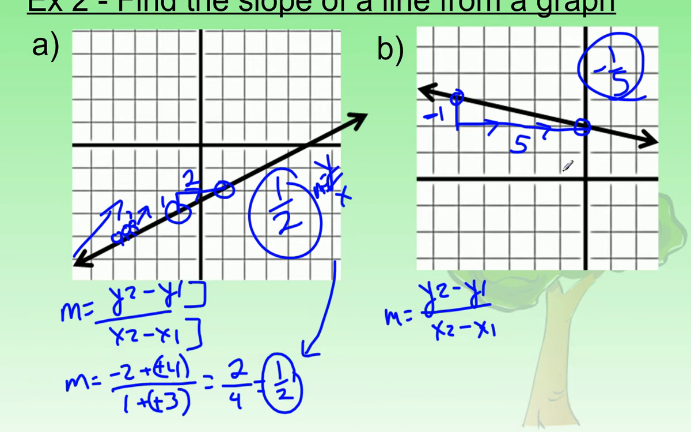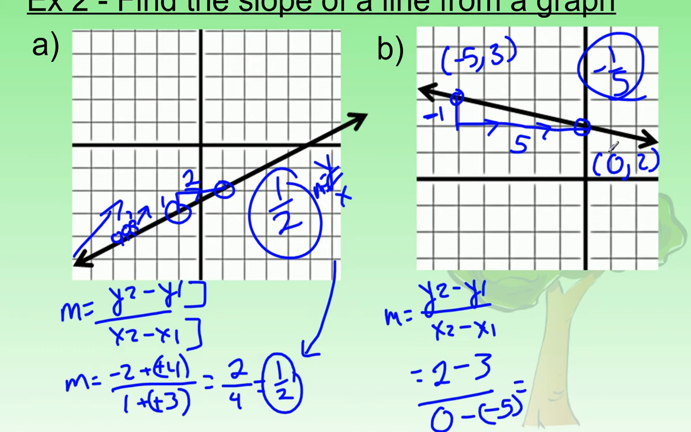This is the point negative 5, comma 3, and this is the point 0, comma 2. And y2 minus y1 over x2 minus x1. You can check and verify, I used x1, y1, x2, y2.